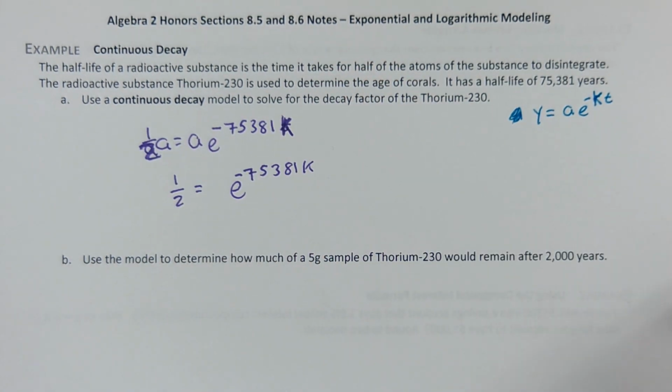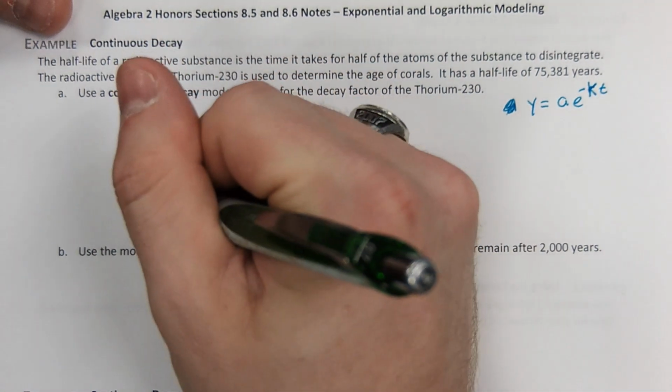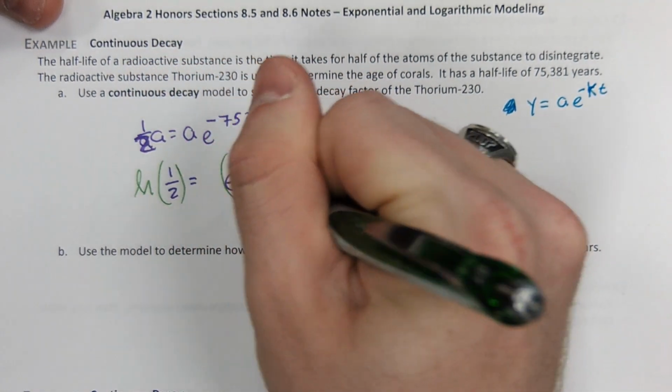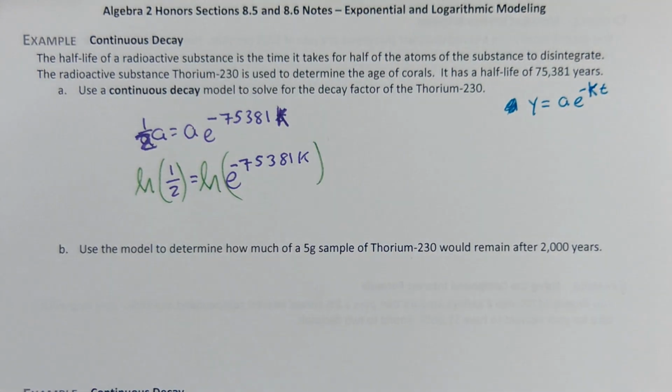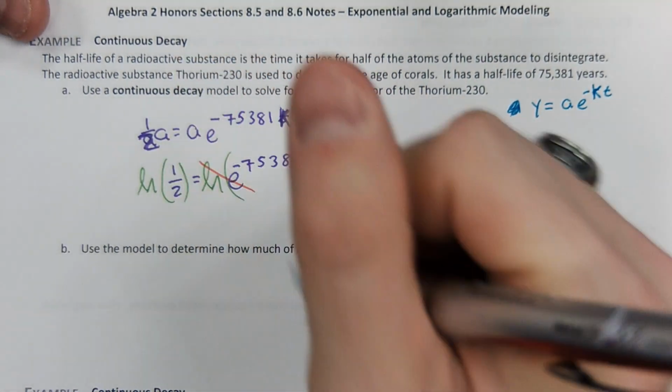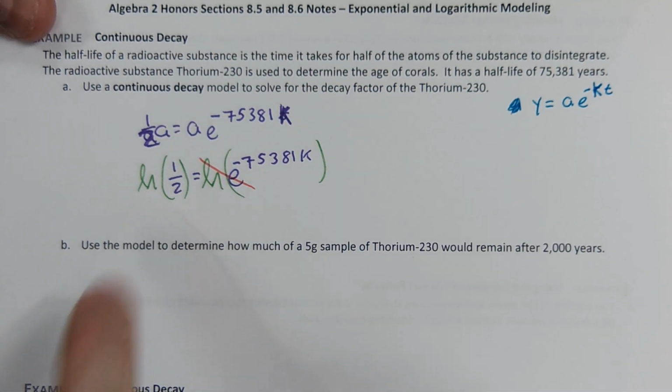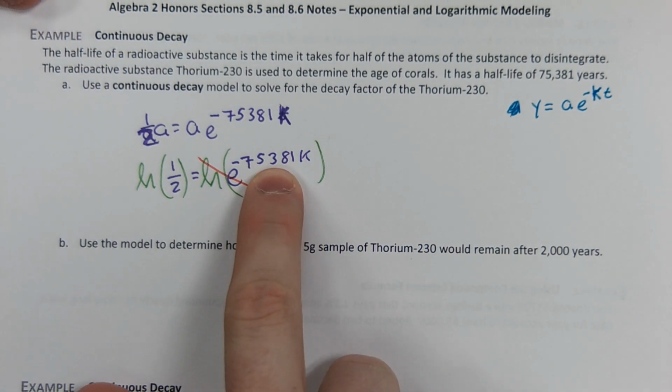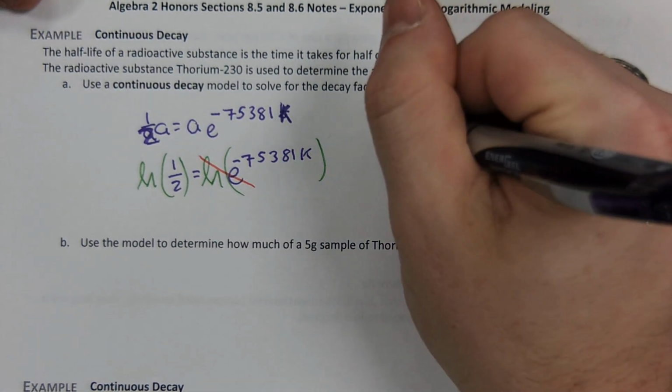I'm trying to get K alone, but it's sitting above an E. So how am I going to cancel the exponential base E? Natural log or log base E, they mean the same thing. Either way, we're going to use the ln of both sides. Like that. ln and e will cancel, and it gives me the ln of 1/2 equals this expression over here.